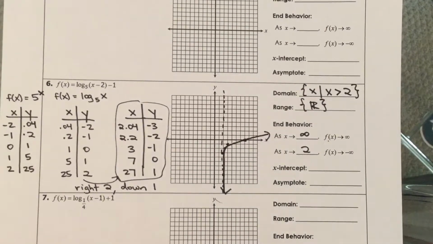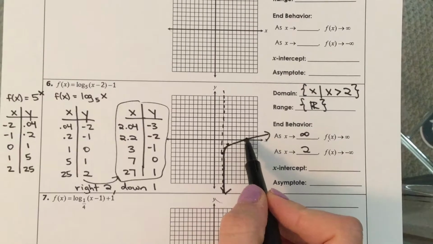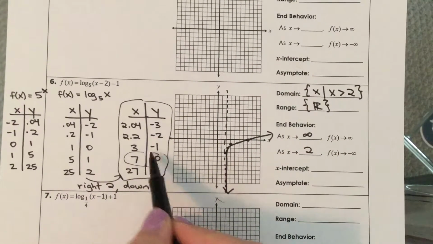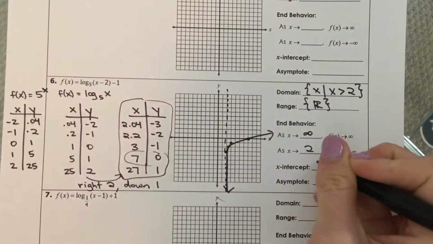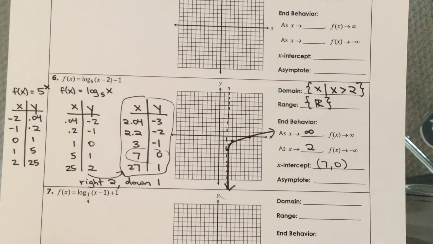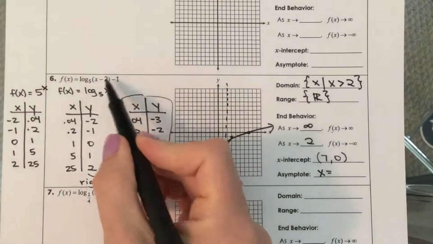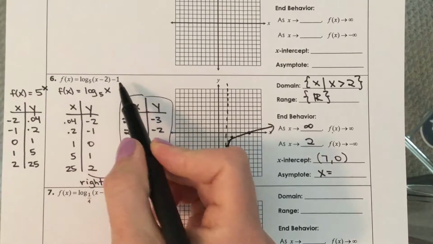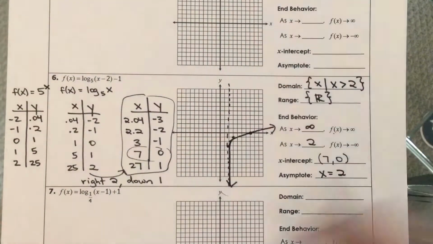All right, x-intercept is where our line crosses through the x-axis, and an x-intercept has a y-coordinate of 0. You can see off the table right here that this point has a y-coordinate of 0, so our x-intercept would be at 7, 0. And the asymptote this time is a vertical asymptote, so it's always an x equals line, and it's the opposite of this value in here. The whole graph shifted to the right 2 units, so our dotted line shifted to the right 2 units as well.